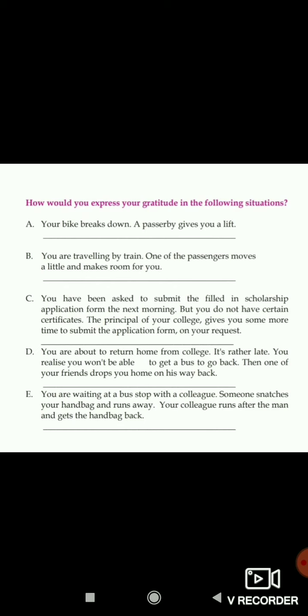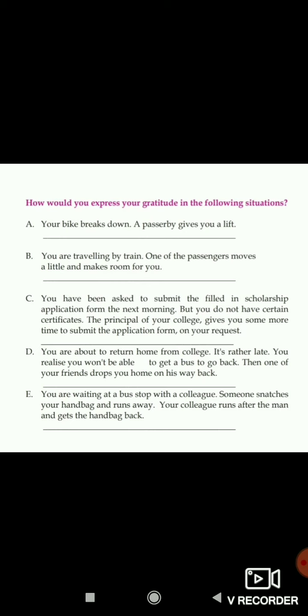Students, on page number 78, there is an exercise regarding the same, expressing gratitude. What you have to do is, how would you express your gratitude in the following situations? They have given you the situation, and you have to just write the expression you would use to express the gratitude. You can take the help of the box where they have given the formal and informal ways of expressing gratitude. Only the sentence you have to write, like it's very kind of you, or thank you very much, depending upon the relationship between the speakers, that you have to keep in your mind.